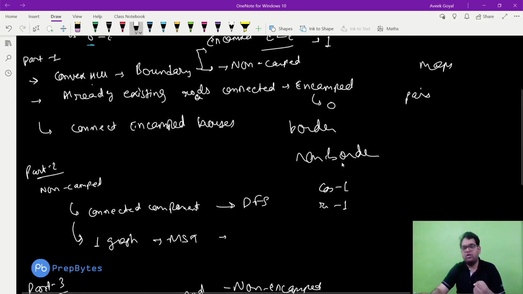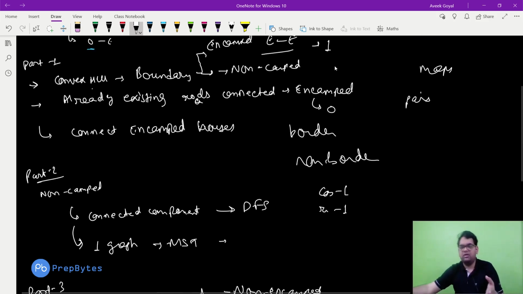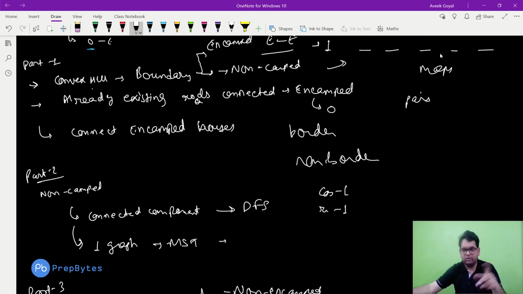Using convex hull only, we will get the answer to the second part, that we need to print what nodes will be on the border. That is directly given to us by the convex hull.